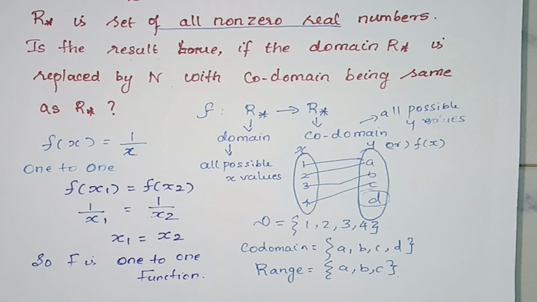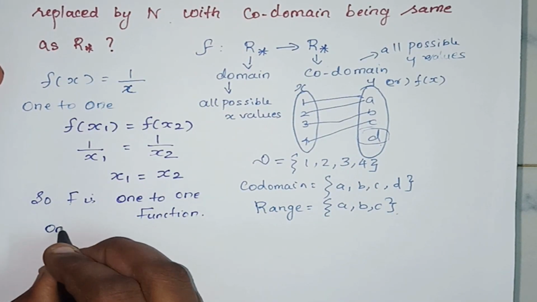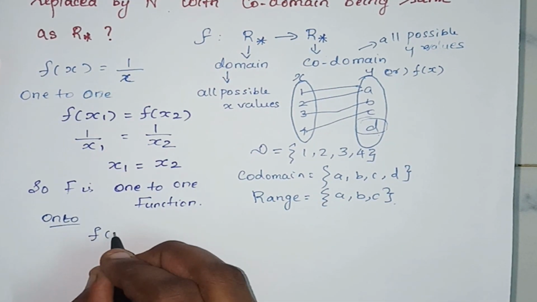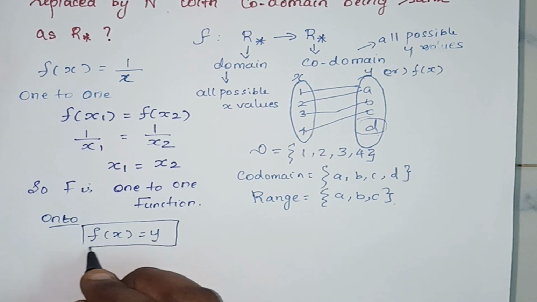Okay, so we proved the given function is a one-to-one function. Next we need to prove the function is an onto function. So for onto, what relation do we have? f of x equal to y. We need to prove f of x equal to y, right?